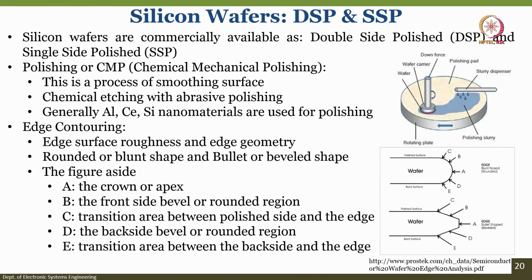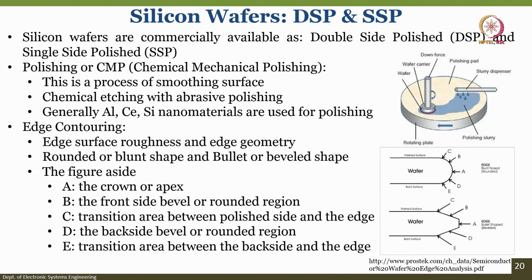Now, we talk about DSP and SSP, as I told you earlier. Either you have a single side polished wafer or a double side polished wafer, and the way to polish the wafers is using a polishing mechanism, either chemical mechanical polishing or just mechanical polishing. This process is used for smoothing of the wafer surface. We know that the smoothing is such that the wafer surface roughness is almost a few nanometers, so it is really smooth, and then there is abrasive polishing, chemical etching, and edge contouring.